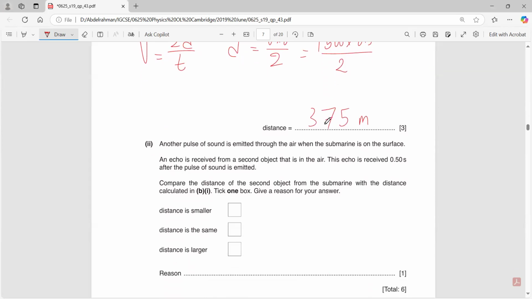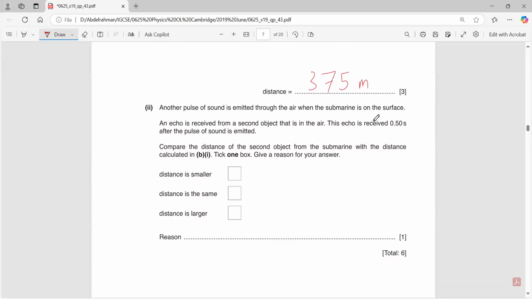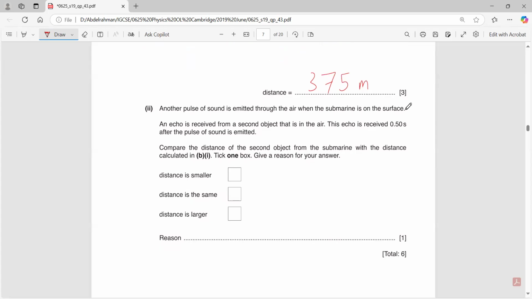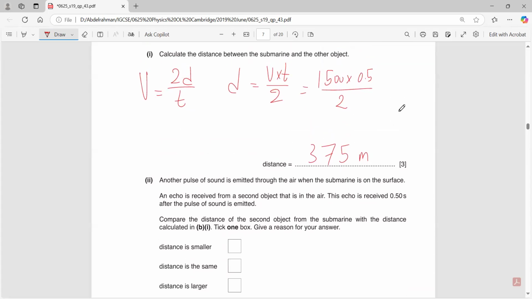Another pulse of sound is emitted through the air when the submarine is on the surface and the echo is received. The echo is received after 0.5 seconds. Compare the distance of the second object with the distance calculated in B I. Okay, that would be easy. Is the speed of sound in air the same value as the speed of sound in water?